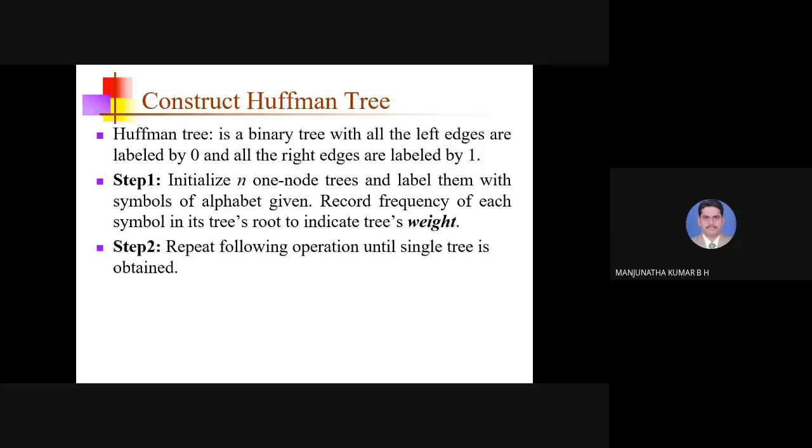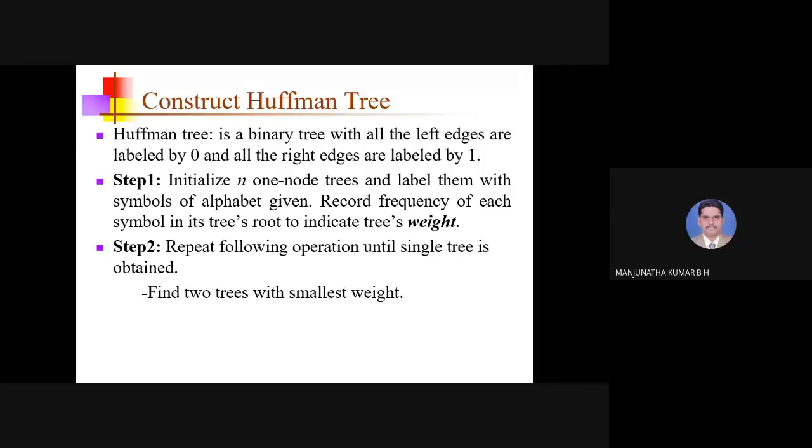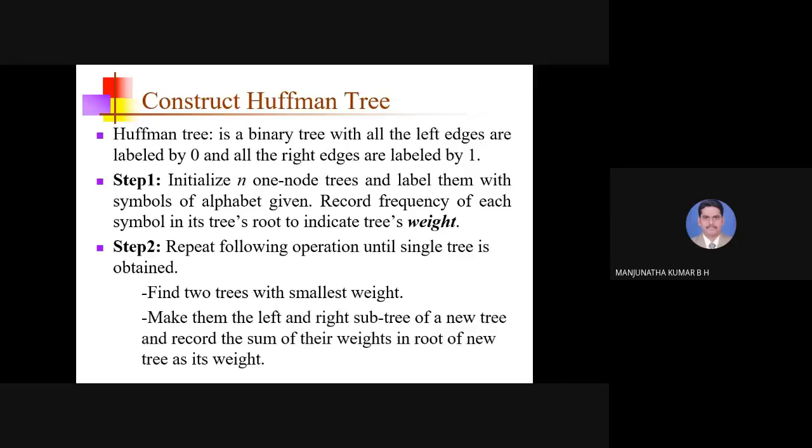Step 2 is to repeat the following operations until a single tree is obtained. What are those operations? In step 1 we have created n one-node trees. Among those n one-node trees, find the two trees with the smallest weight. What is weight here? Weight is the frequency value. Find the two trees with the smallest weight, then make them the left and right subtrees of a new tree.